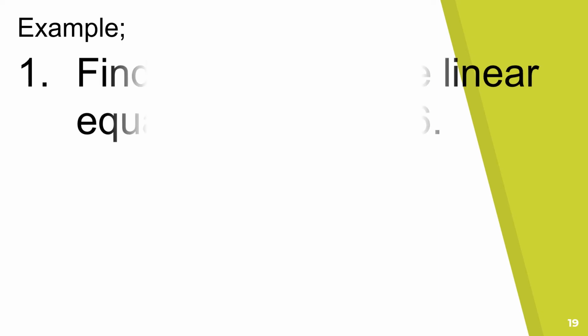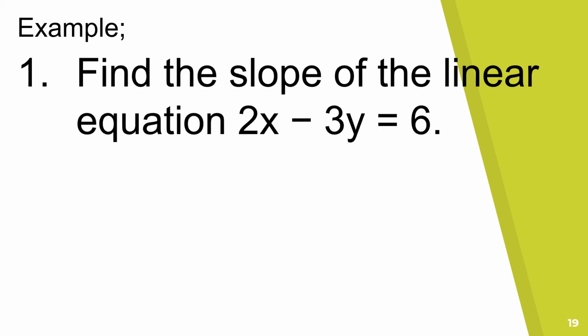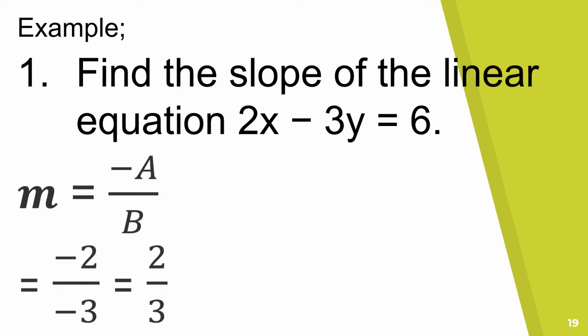Okay, example now. Find the slope of a linear equation 2x minus 3y equals 6. Ano yung formula? Negative a over b. What's a? A is 2. What is b? Negative 3. So negative 2 over negative 3. The slope is 2/3.